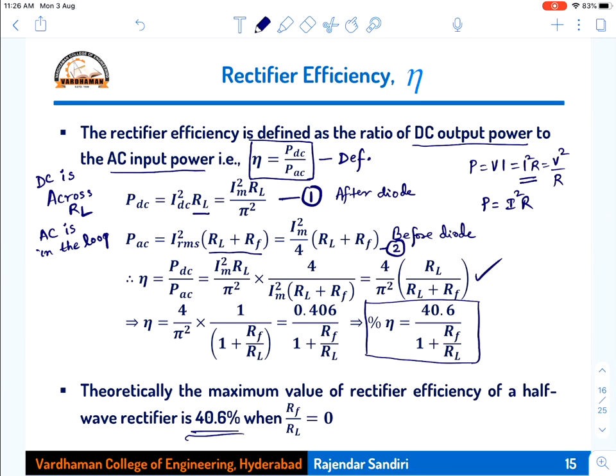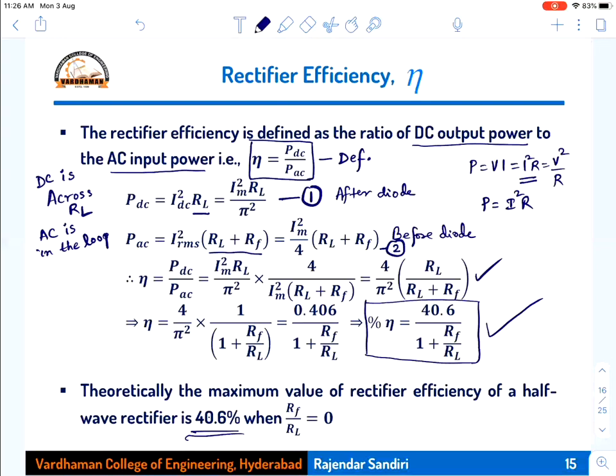That means the rectifier efficiency shows how much of the AC input power is converted into the DC output power. So only 40% of the AC input power is converted into DC output power. That is the efficiency of this rectifier, 40.6%. The formula here is percentage rectifier efficiency is 40.6 by 1 plus RF by RL. Very important formula, and how to calculate it, the procedure, is also very important.